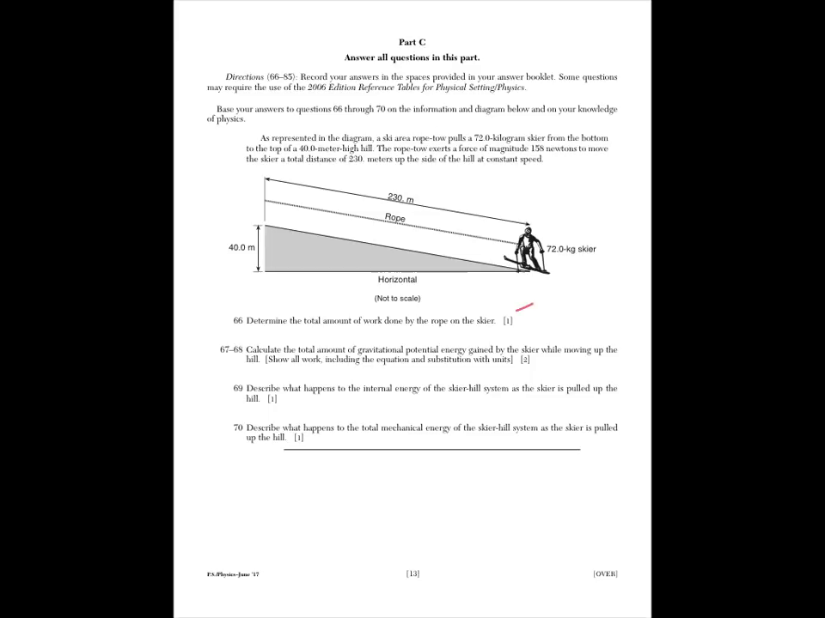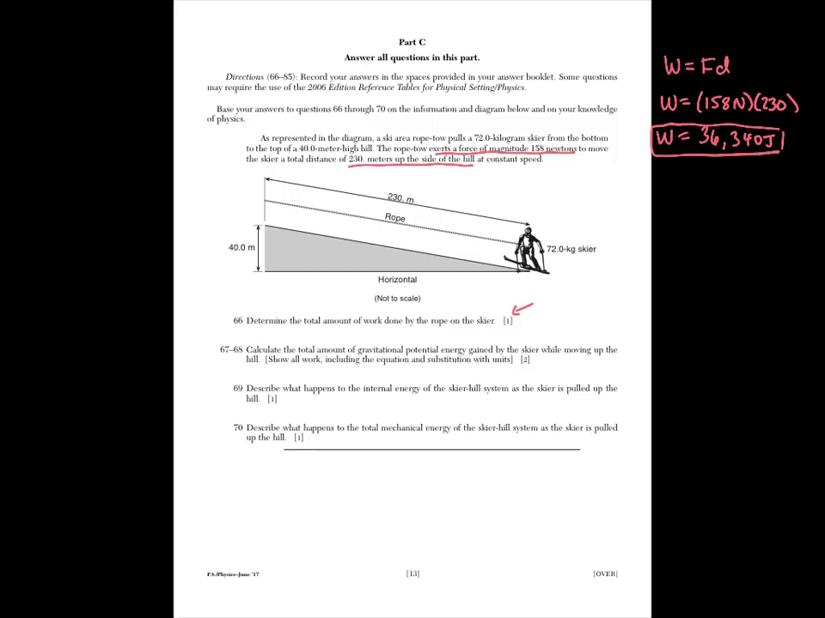Notice here it's a 1-point question, so you don't have to show work. But how we arrive at the answer, you should still know anyway. So it exerts a force of that many newtons to move 230 meters up this side of the hill. So it follows the actual distance covered. That's work. So 158 times 230 equals 36,340 joules. So that's the answer for the first part.